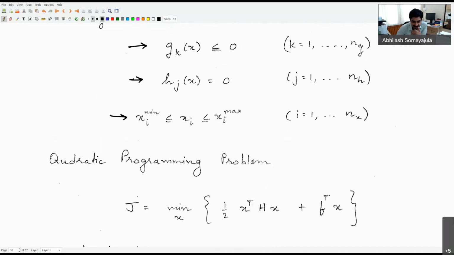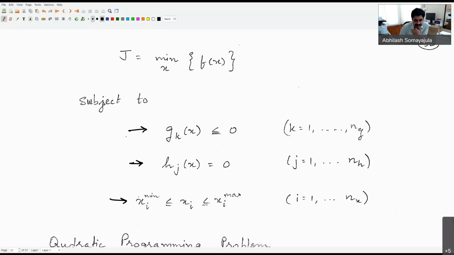So the idea is that this is actually a nonlinear optimization problem. This is a generic nonlinear optimization problem.